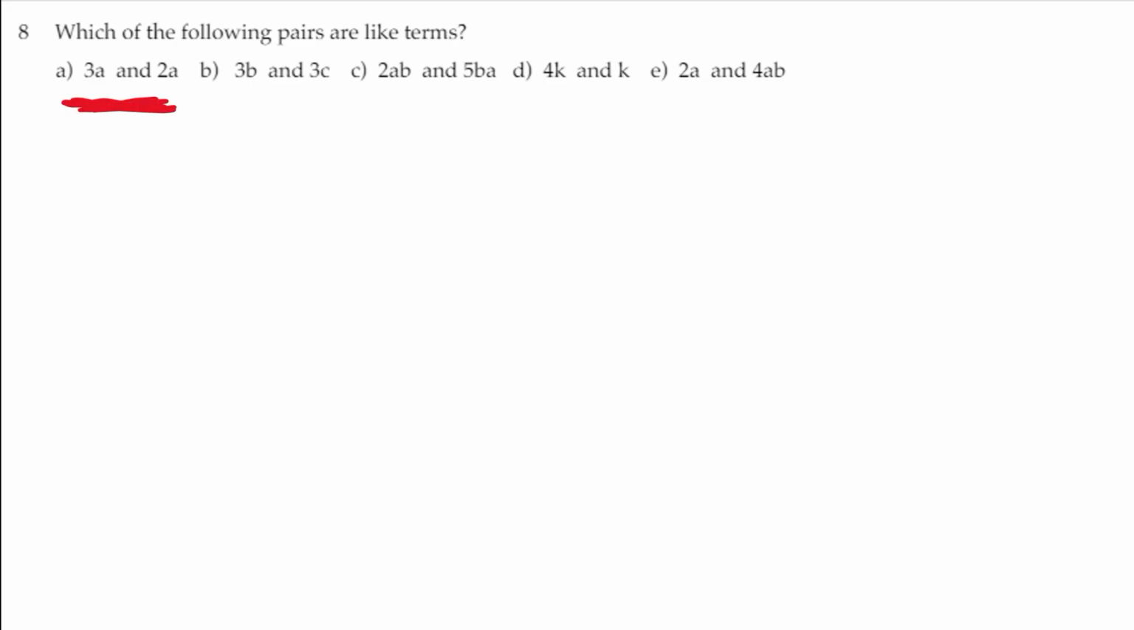So for the first one, 3a plus 2a, the letters are the same. The pronumerals, the variables are the same. So we call them like terms. B and c, they're not the same. They are not like terms.